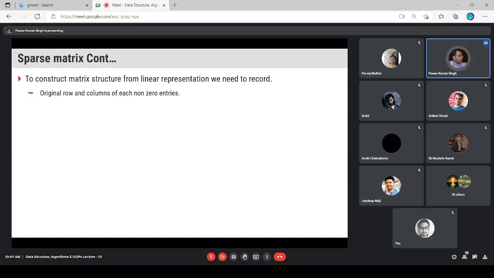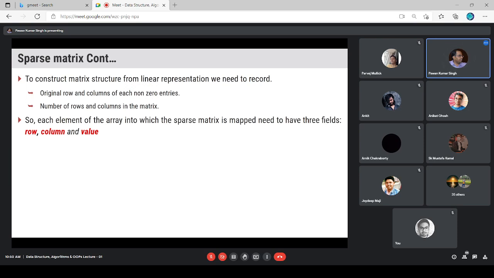Now, to construct the matrix structure from this linear representation, what do we need to record? The original rows and columns of each non-zero entry, which I recorded in the previous slide, and the number of rows and columns in the matrix. That is also required, because we have reduced the matrix from 4 cross 8. So we need to know the exact number of rows and columns if the user demands it, because I have reduced it to save my computer memory, but the user has saved it as a 4 cross 8 matrix.